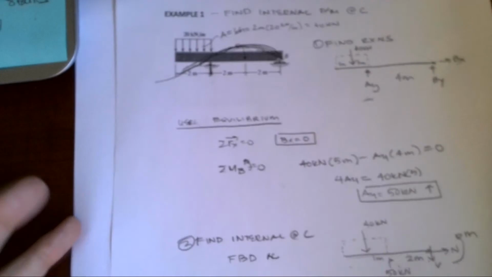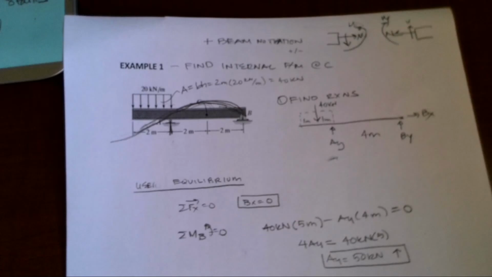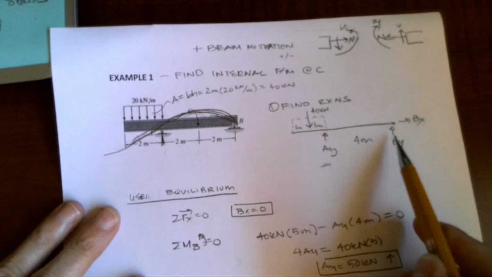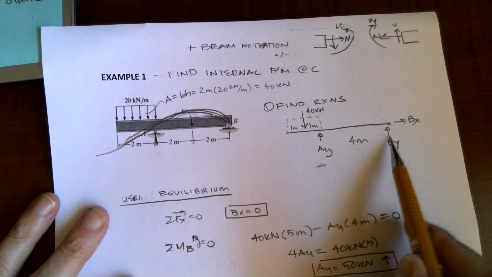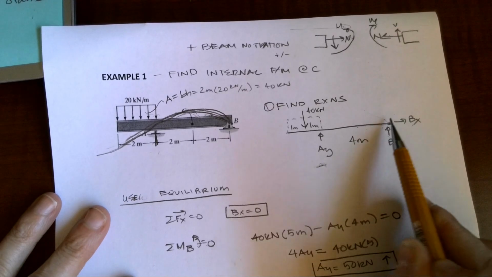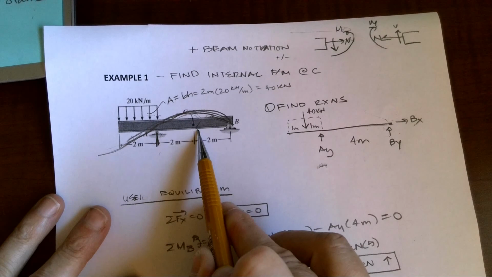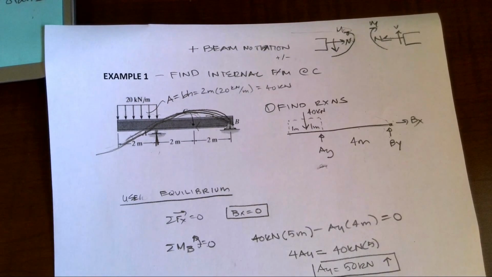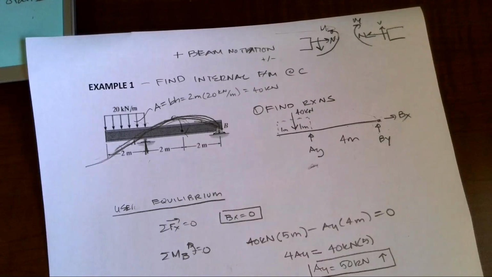Now, if you wanted, you could also go back and work this same problem. We could actually find the reaction at B and work towards the middle of the beam. So let's go back and do that. Let me find another sheet of paper here. Okay, so here we go.